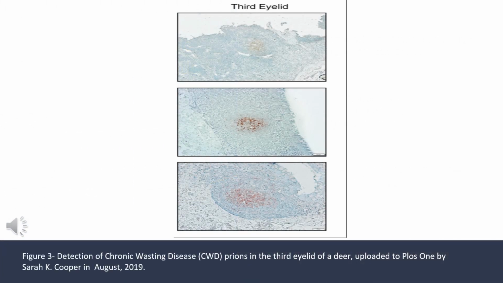And this figure shows the detection of prions in third eyelids from the study that was mentioned in the last slide.